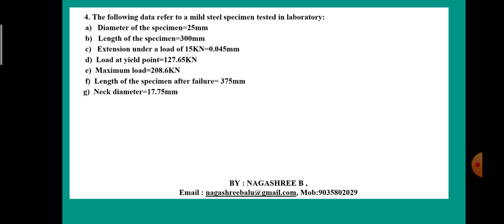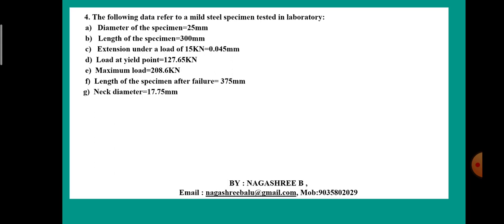Next is the load at yield point. That load is taken as 27.65 kilonewton. At that point the material starts to yield. Next is the maximum load, also called the ultimate load, where the material takes the maximum extent of load it can serve. That is 208.6 kilonewton. Next they have given the length at failure, which is 375 mm.